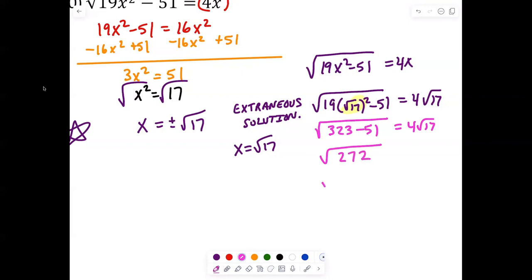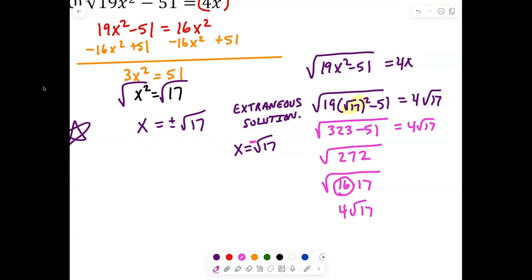272. Now, the square root of 272 is 16 times 17, so 4 radical 17. So I agree? So that we know is a correct answer. Now, please look up here because I'm not going to do all the work again. I'm going to plug in now negative square root 17.